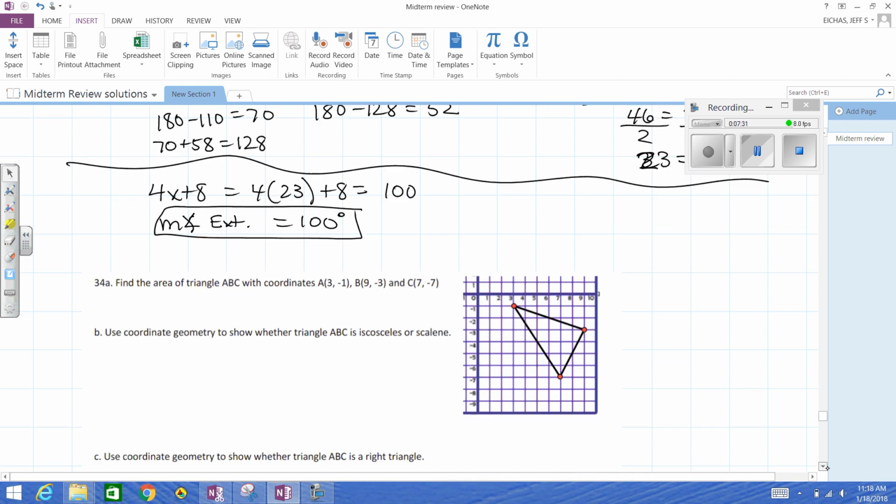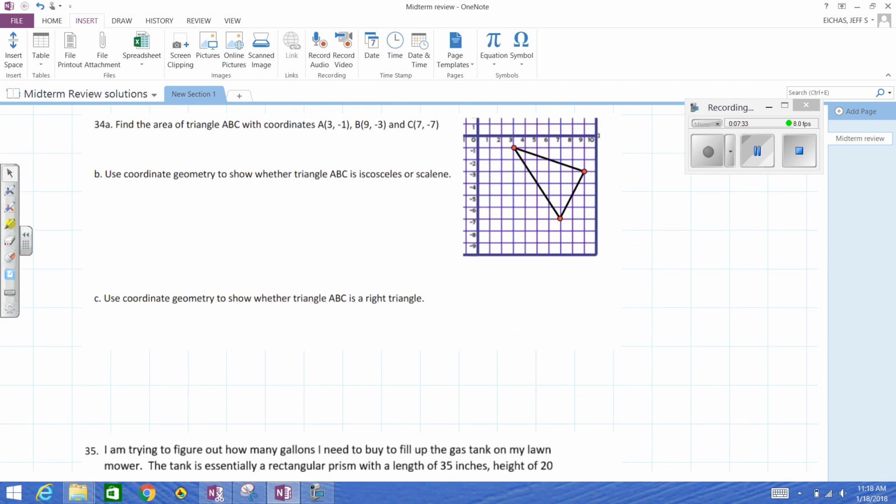So 34. Another area of a triangle. I'm going to take a look at the dimensions here. Don't believe we have a right angle, but we might.